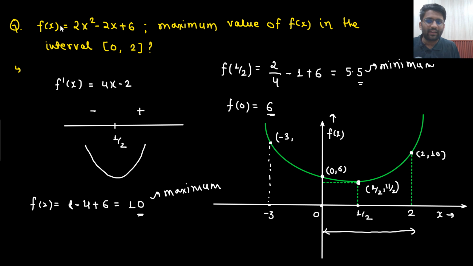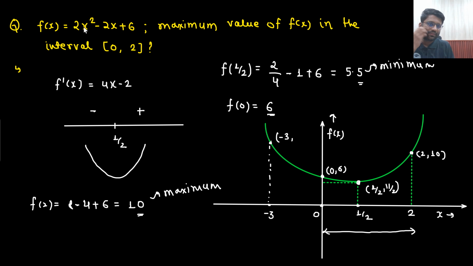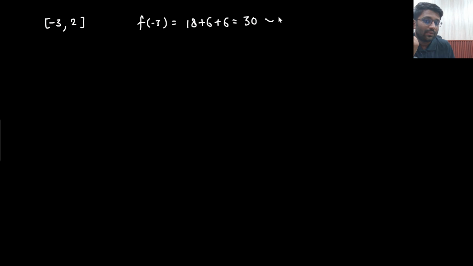Sir, what will that value be? 3 into 3 will be 9, 9 into 2, 18. 18 and then you will put minus 3 here. This will become 6. Right? 18 plus 6 plus 6. The value will come out to be 30. Right? If you put minus 3 here, what will that be? 3 squared will be 9, 9 into 2, 18, here plus 6 and plus 6, so the value will come out to be 30.